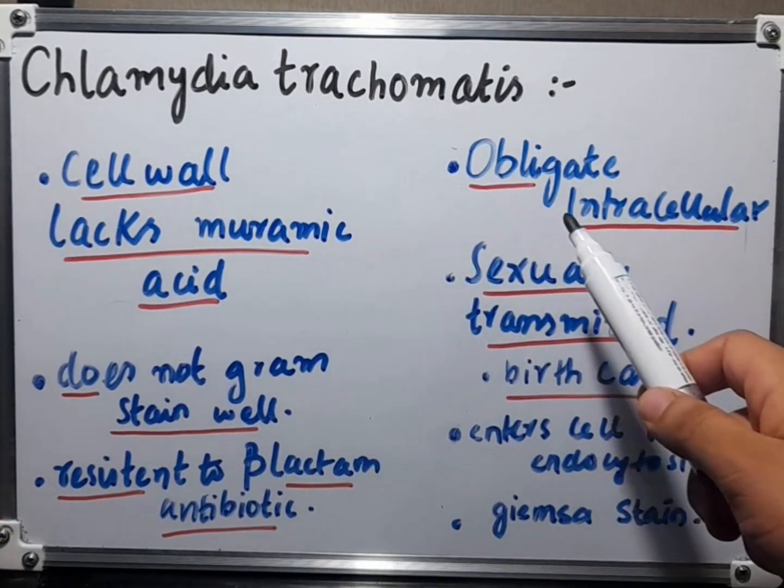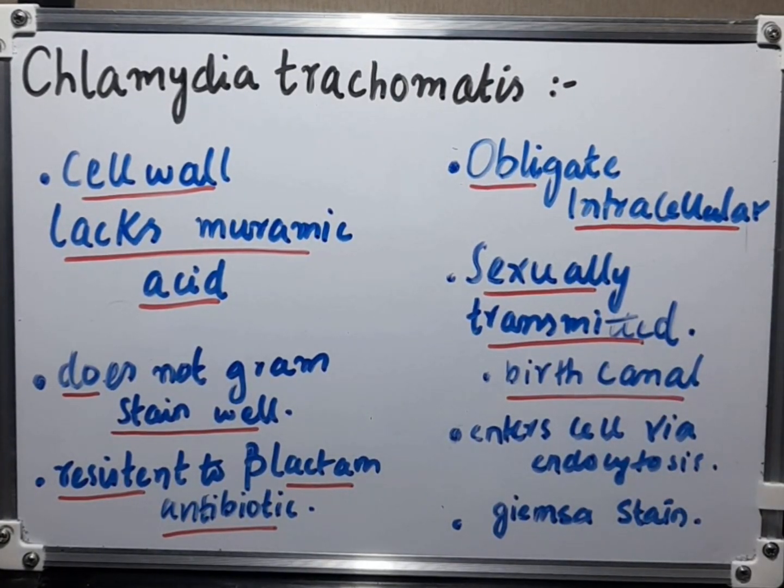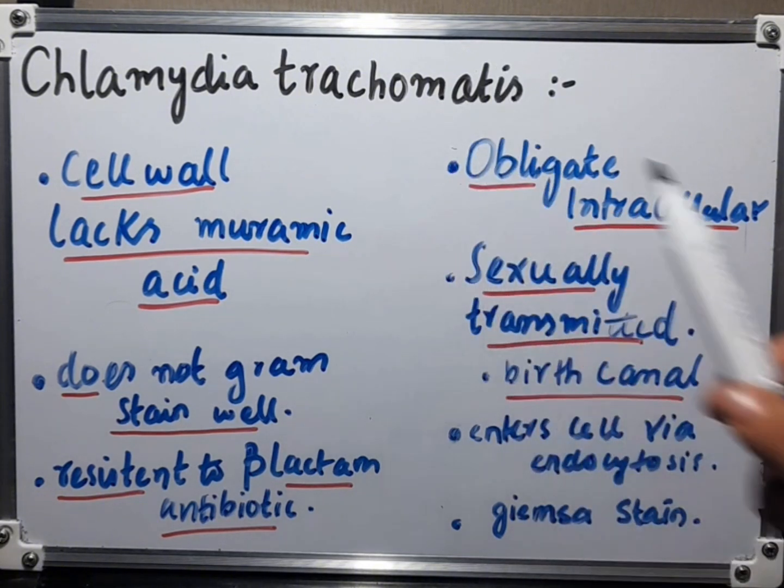Today we will discuss Chlamydia trachomatis, Chlamydophila pneumoniae, and Chlamydophila psittaci. Chlamydia trachomatis is an obligate intracellular organism. Obligate intracellular organisms are those bacteria which need ATP for their survival. That's why Chlamydia trachomatis requires a host for its survival.